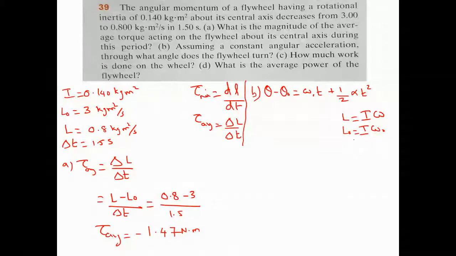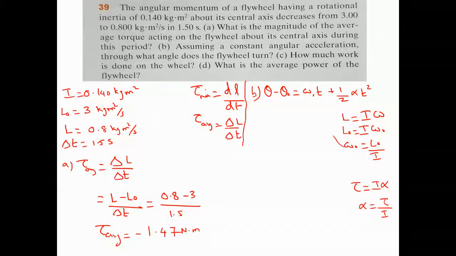Now I'm going to write the equation in terms of omega naught. My omega naught is nothing but L naught over I. Likewise, we studied the relation connecting torque and angular acceleration: tau is equal to I alpha. We studied this relation in chapter number 10. Therefore, alpha is equal to tau over I. Am I right? Yes, teacher, you are right.